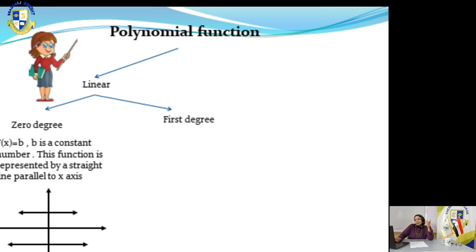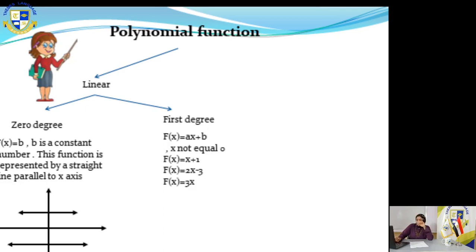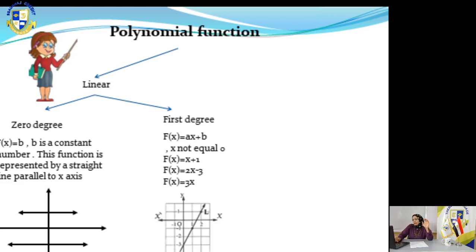It's represented by the polynomial function ax plus b, such that a is not equal to 0. For example, f of x equal x plus 1, f of x equal x minus 3, f of x equal 3x, and it is represented by the following graph.